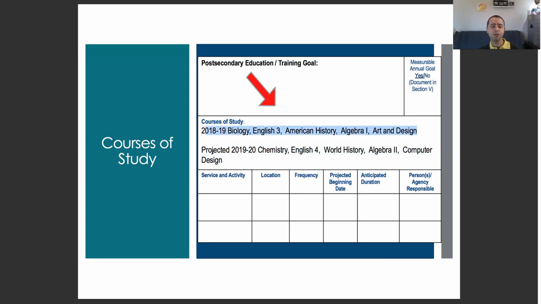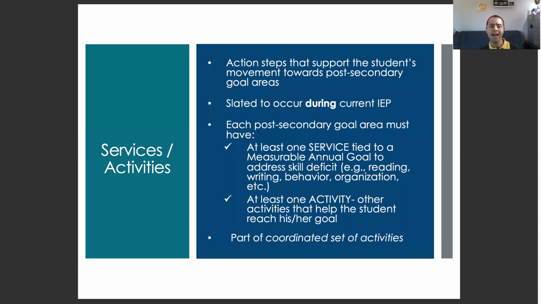But that IEP is still going to be valid come August. And these are the courses that the student's going to be doing in August. That way, if we check the IEP in August or September of next year, we still have current courses. That's why we list as projected, or you can use the term anticipated there as well. Then we're going to jump into services and activities.